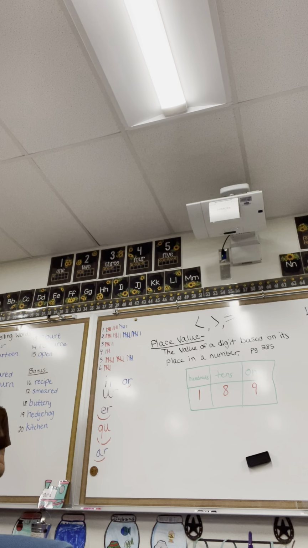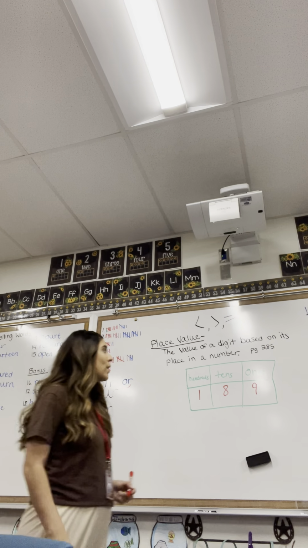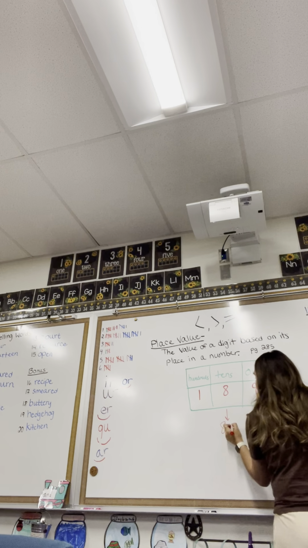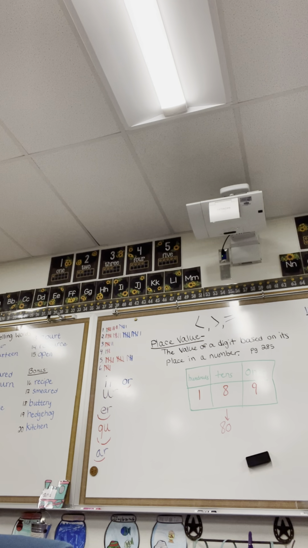Bethany. 80. Why do you say 80? Because if a number is in the tens place, it has a 0 instead of just one number. Yes, because if I have an 8 in my tens place, that means I have 8 groups of 10 in that number, right? For my 3-digit numbers. That is what place value means.